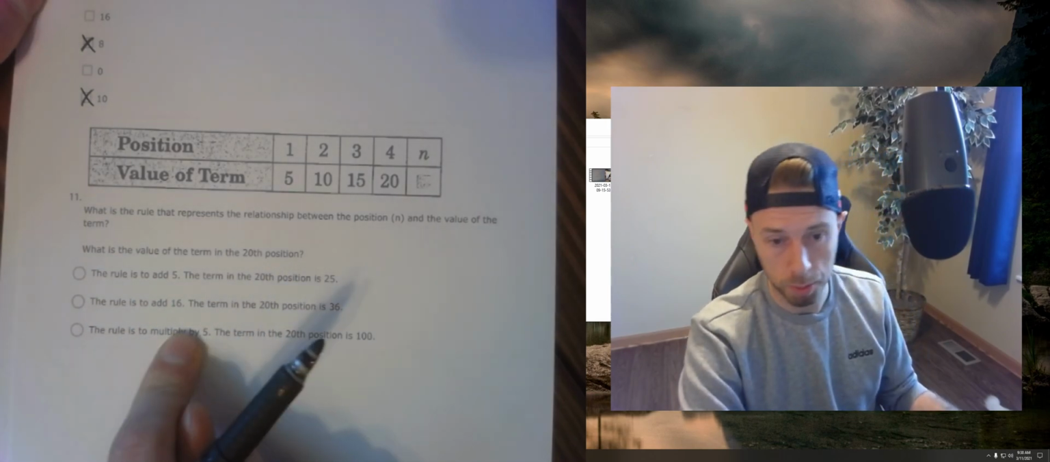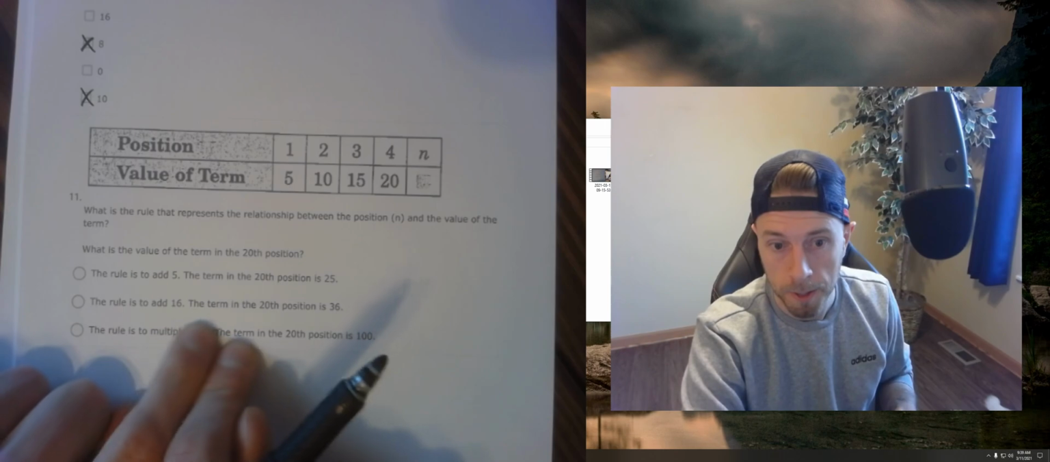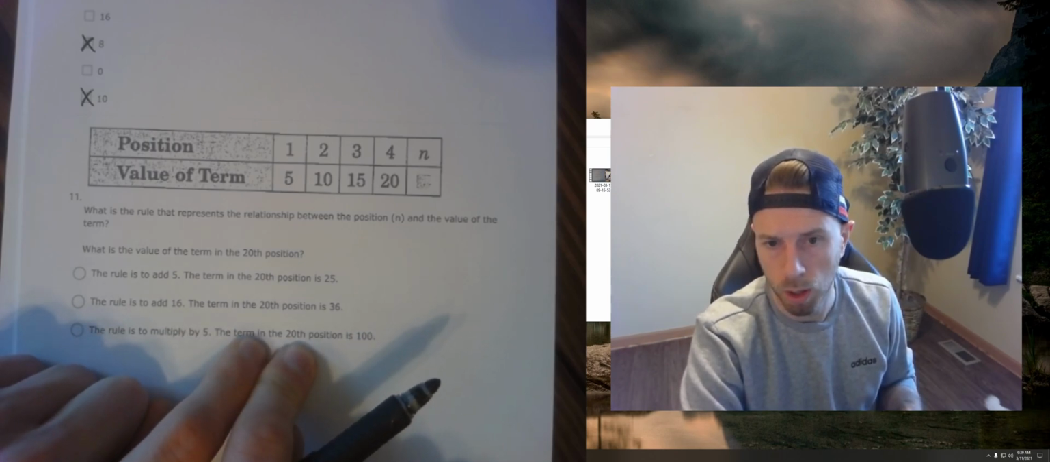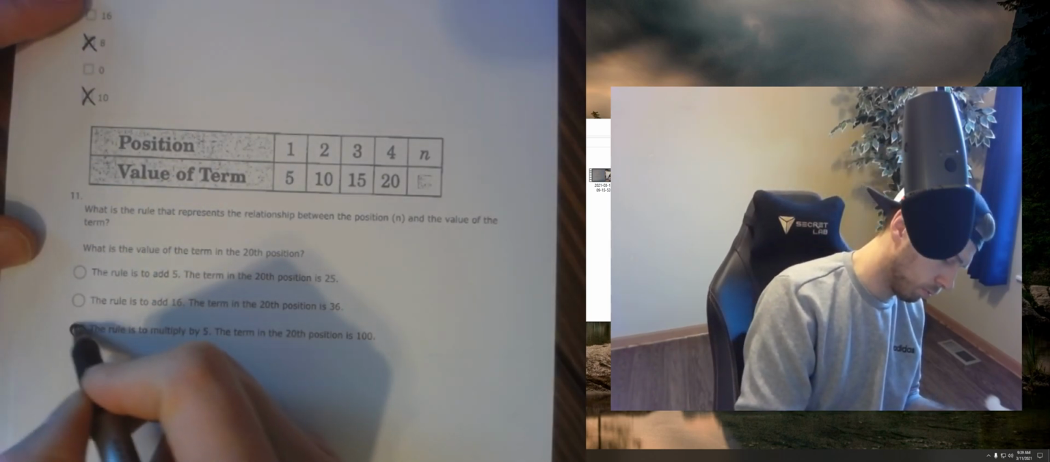And it says here the rule's multiply by 5. That's the only one that says that. So if you know the rule, that's the only one that makes sense. The term in the 20th position would be 100. Well, 20 times 5 would be 100. So here's your answer, number 11.